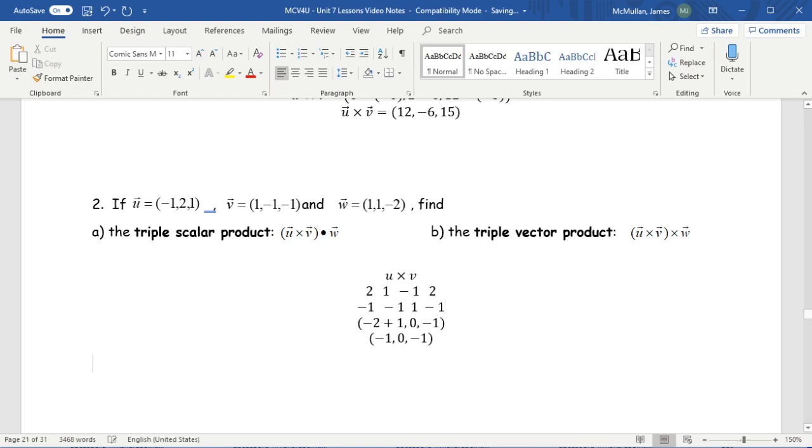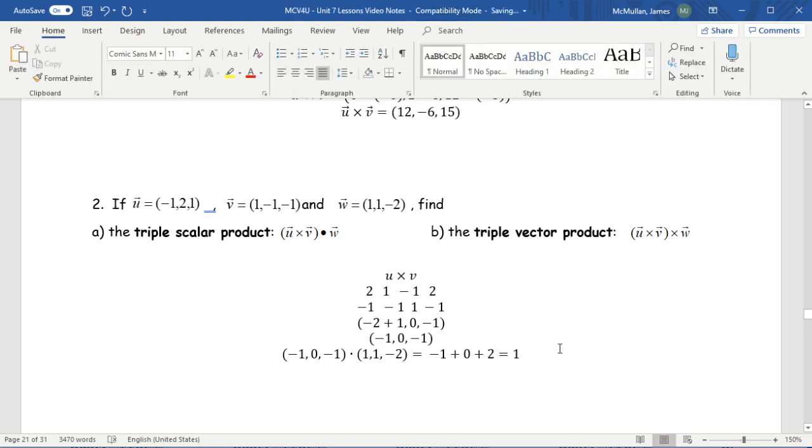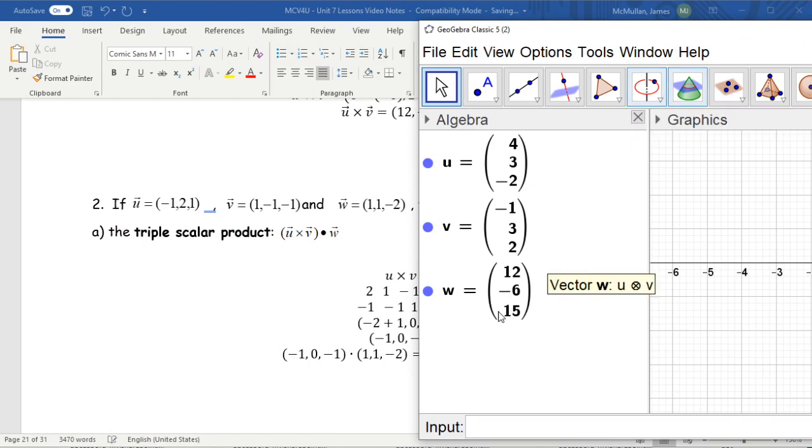Now I'm supposed to dot this with W. So negative 1, 0, negative 1. Oh, sorry. And I'm supposed to dot this with W. W is 1, 1, negative 2. If you dot these together, you get negative 1 plus 0 plus 2, which is just equal to the number 1. Okay, again, let's just do a very quick check and make sure I didn't make any mistakes there, but I think it's probably good.